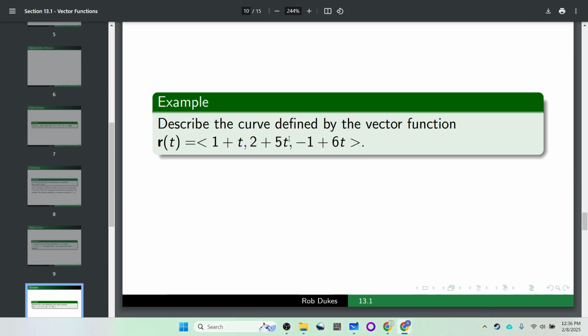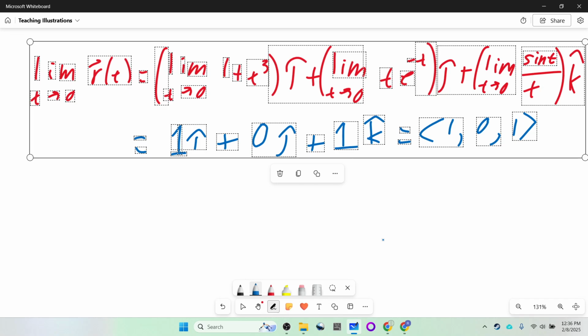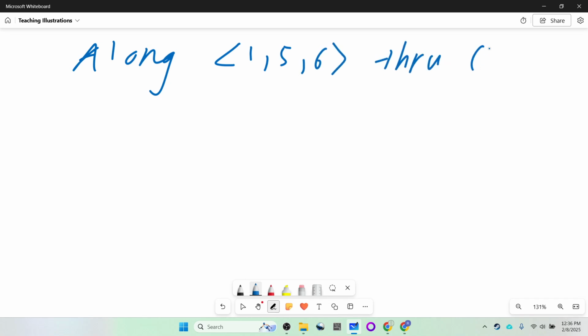So what is this? Describe the curve defined by the vector function r, x is 1 plus t, y is 2 plus 5t, and z is negative 1 plus 6t. Well, you might already realize that's going to be a line. It's specifically a line along the vector 1, 5, 6 through the point 1, 2, minus 1.